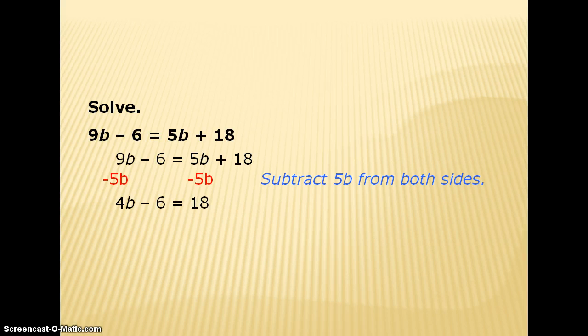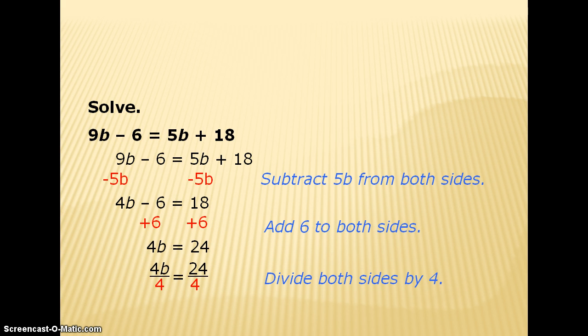How do we get b by itself? We start by adding 6 to both sides. 4b equals 24. Our last step is to divide both sides by 4 so that b equals 6. Again, if you're going to check your answer, plug it into both sides of the equation where b is.